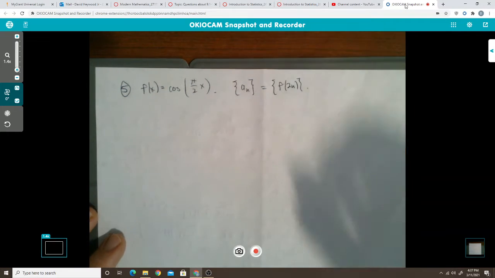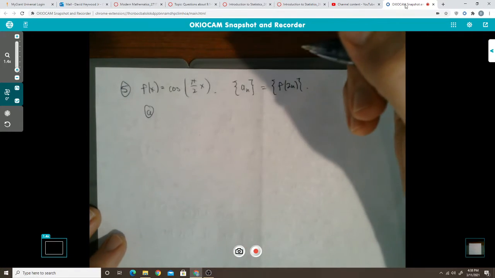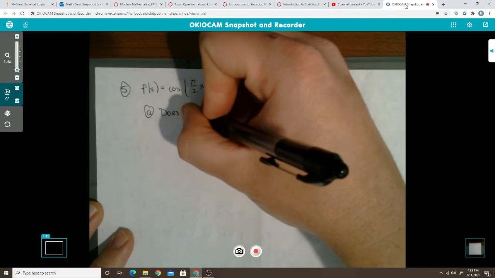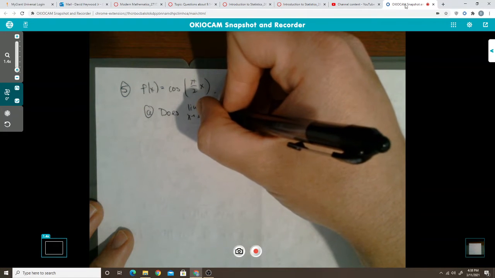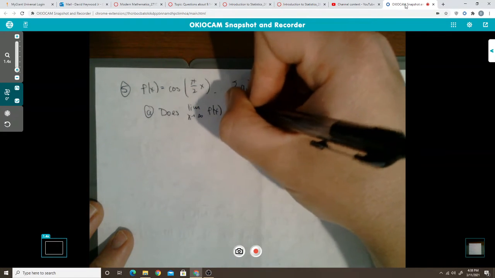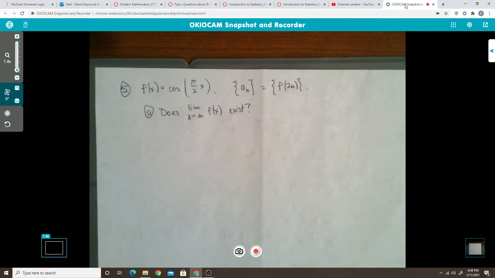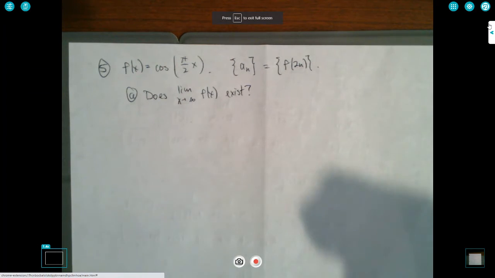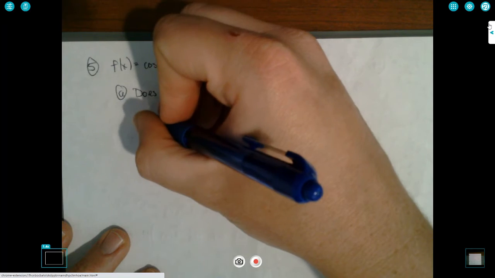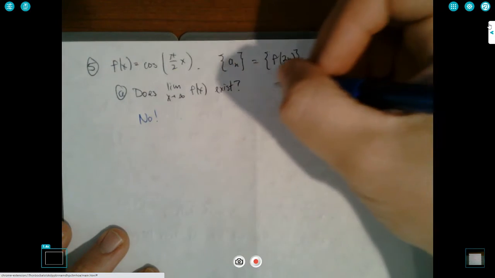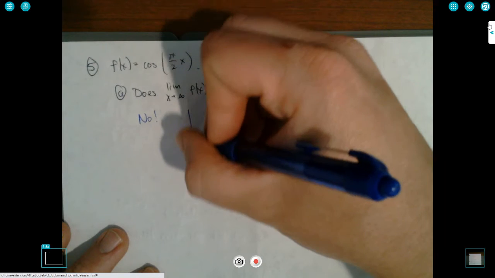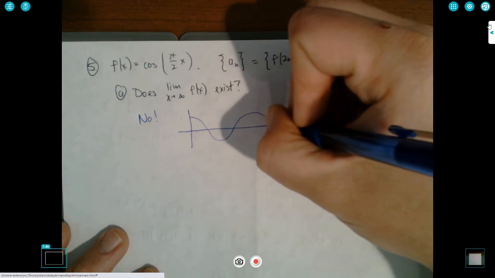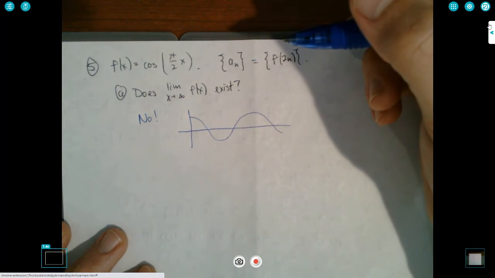Okay, cool. So then in part A, we're asked, does the limit as x approaches infinity of f of x exist? And the answer to that question is definitely no, because if you look at a graph of f of x, we know that the graph of cosine x looks like this, right?